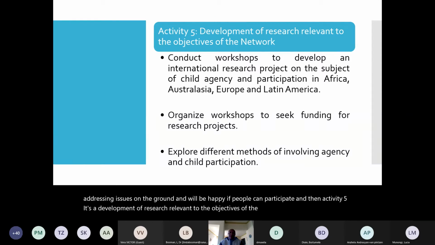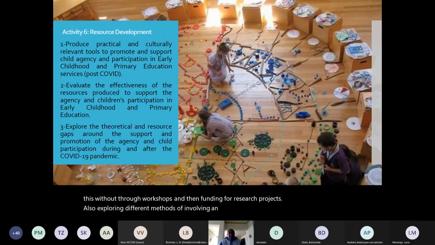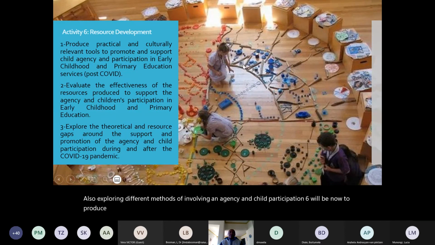And then activity number 5 is development of research relevant to the objectives of the network. We can do this through workshops, and then funding for research projects, also exploring different methods of involving agency and child participation.